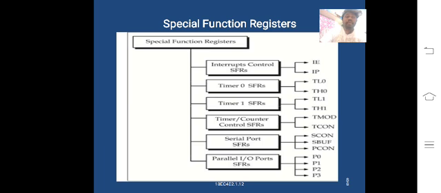The serial port special function registers are SCON, SBUF, PCON. The parallel input output port special function registers are P0, P1, P2, P3, the 4 ports. These are the complete structure of special function registers. Now I am going to explain the functions of each register.